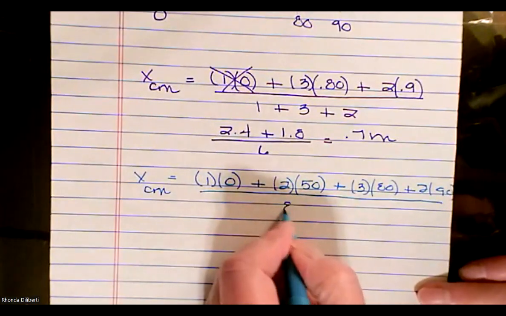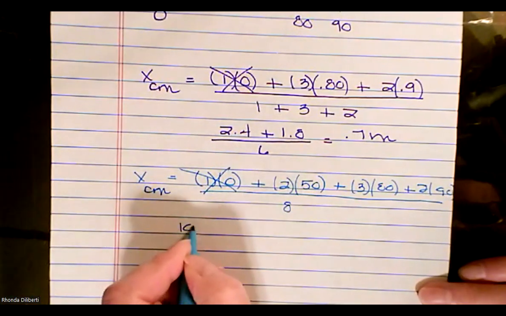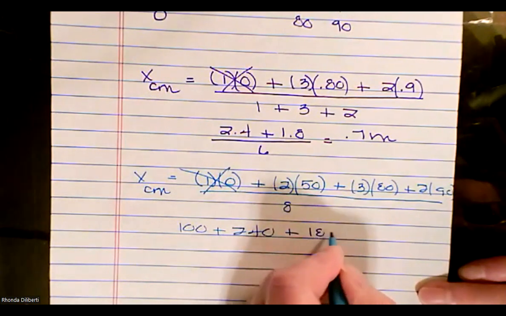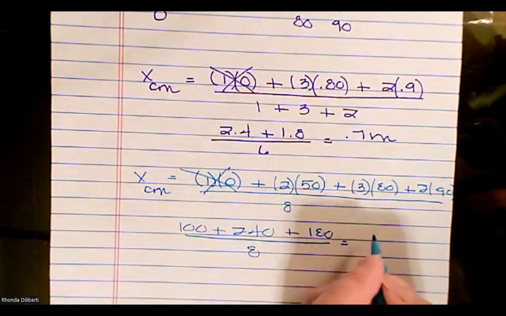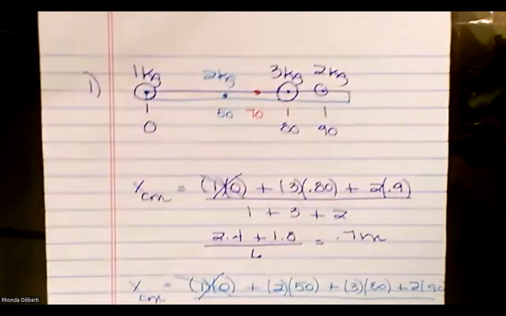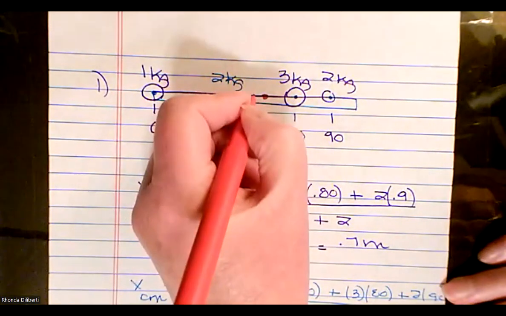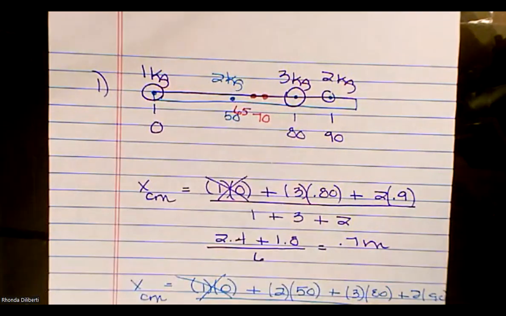And now my total mass is going to be 5, 6, 7, 8. That's going to be over 8. All right, so 1 times 0, 2 times 50, so I have 100 plus 240 plus 180 over 8. And I get 65 centimeters. So the center of mass, when you take the meter stick into account, shifted the system back a little bit to the position of 65.